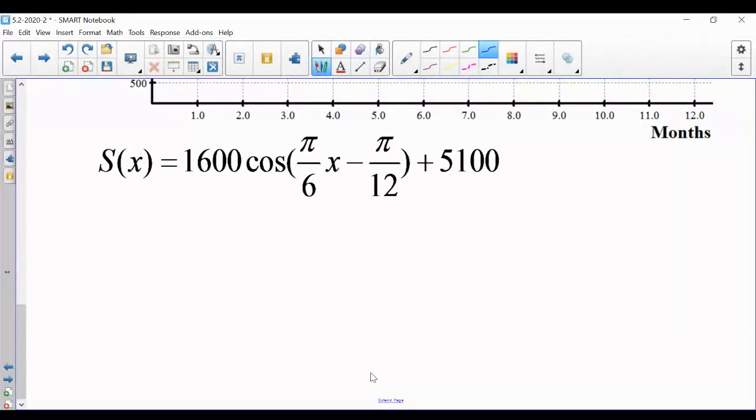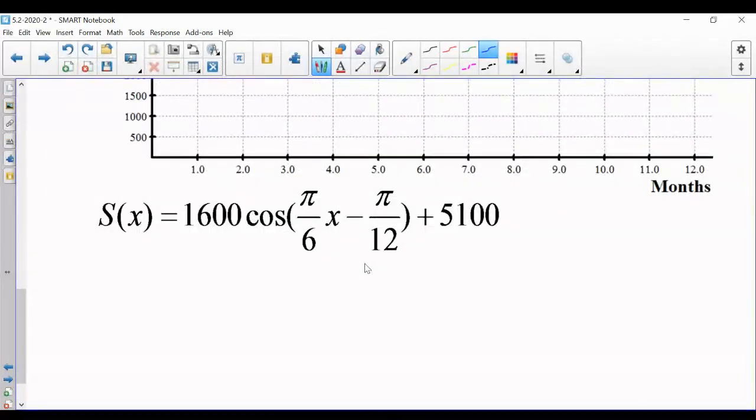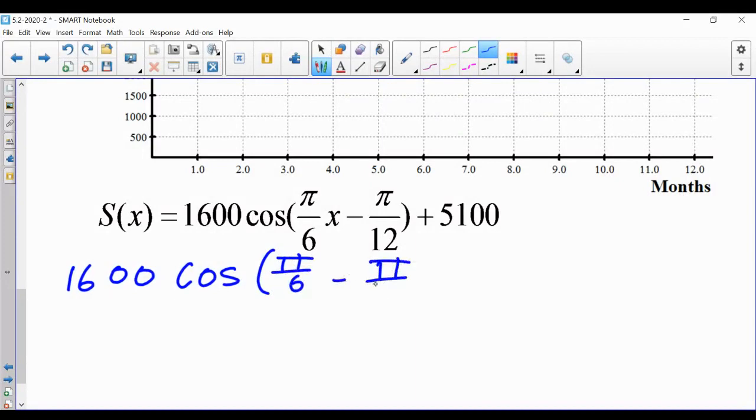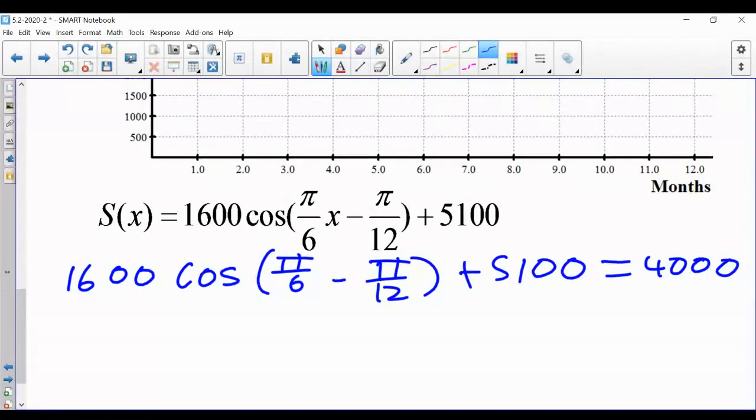That's the function that tells you sales. So his sales are dictated by this equation. We want to know when his sales are 4,000. Set it to $4,000. Absolutely. We're going to do exactly that. So I'm going to go ahead and say that 1600 cosine of pi over 6 x minus pi over 12, plus 5100 is equal to 4,000. So the equation equal to 4,000. Absolutely right, Kusanya. Absolutely right, Hussein.